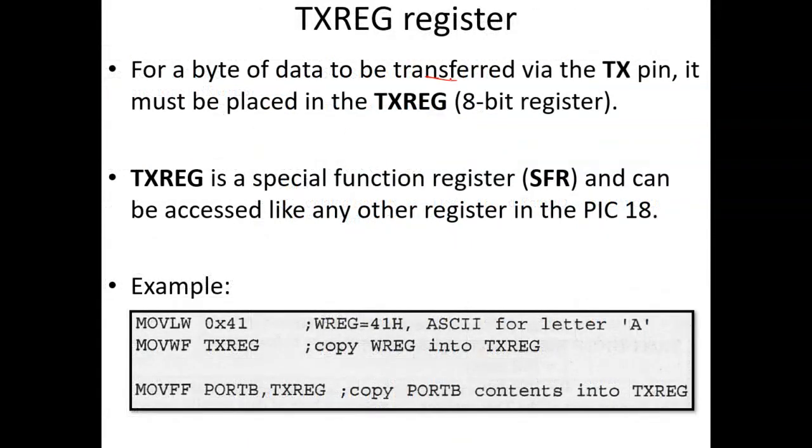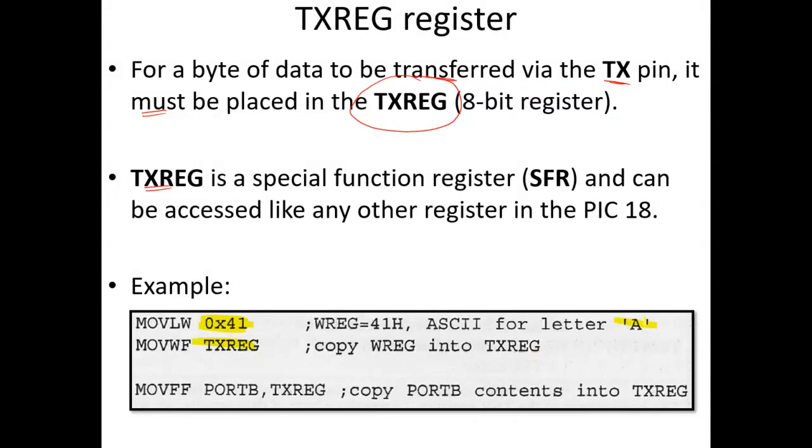Now, for a byte of data to be transferred via the TX pin, you have just to place the data into the TX register. So the TXREG is a special function register, okay, and we can access this register like any other register. For example, MOVLW 0x41, MOVWF TXREG. So this will start sending 0x41 serially via the TX pin. So 0x41 is the ASCII code of the letter A.